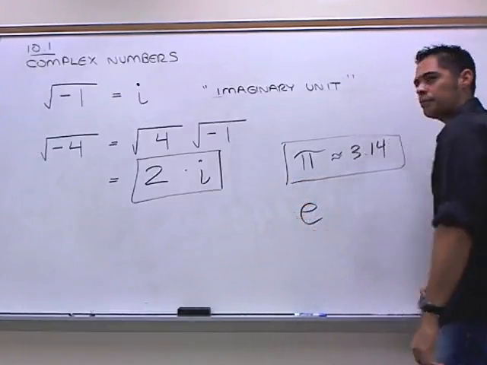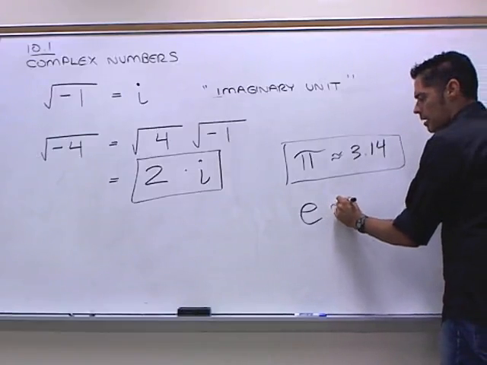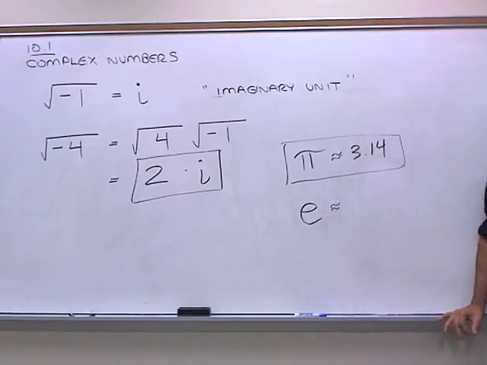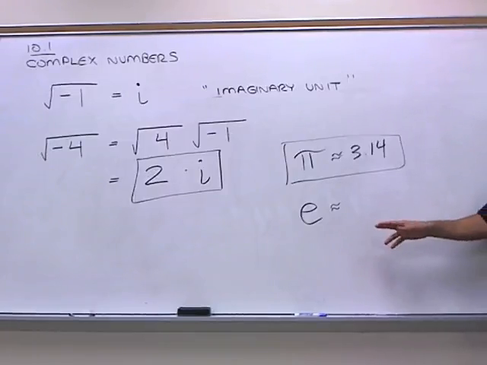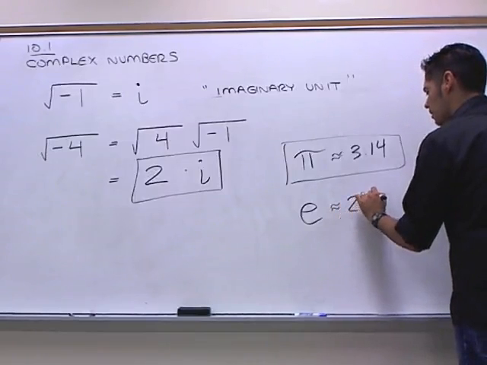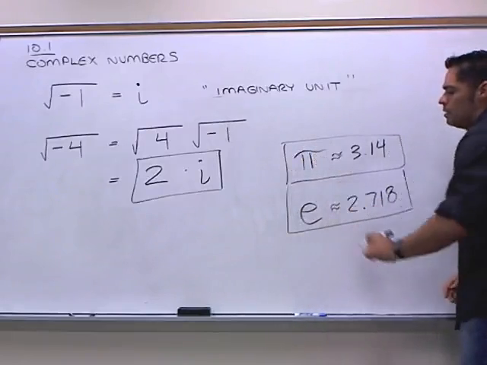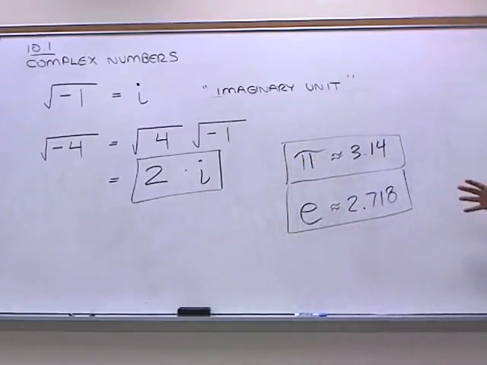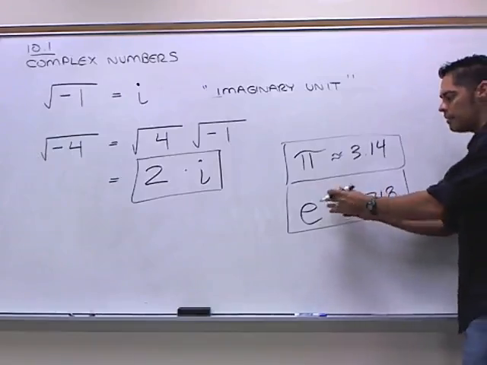E? Have y'all ever heard of E before? Has anyone ever heard of a natural log? Maybe not. Okay. E and natural log are like opposites of each other. So E is also a number. It's approximately 2.718. So that's another number that's so important we give it a letter.